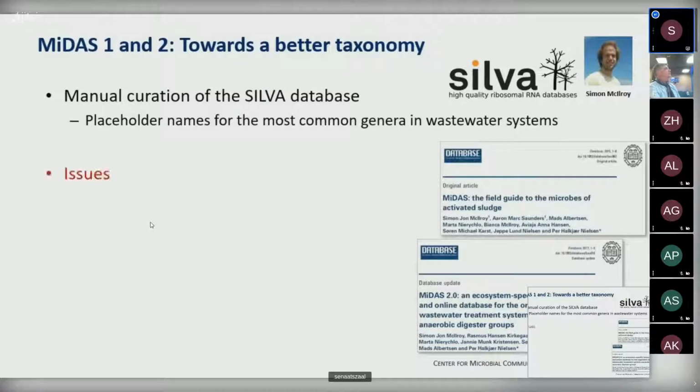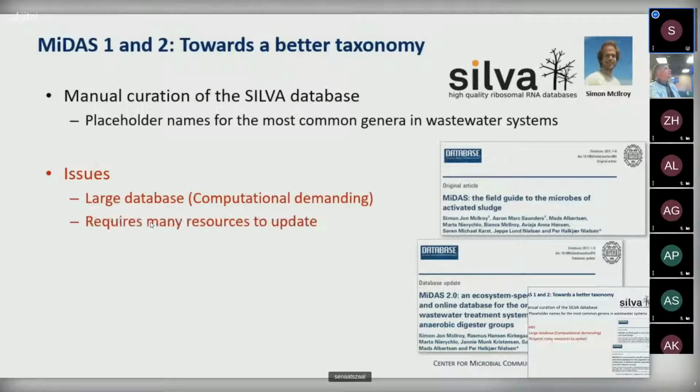However, this approach has some issues. First of all, it's a very large database, so it's computationally demanding to work with. It requires a lot of resources to update. One person requires a month of work to update from one version of SILVA to the next. And when we do this classification, it's very subjective. The person curating the database has to make a lot of decisions.